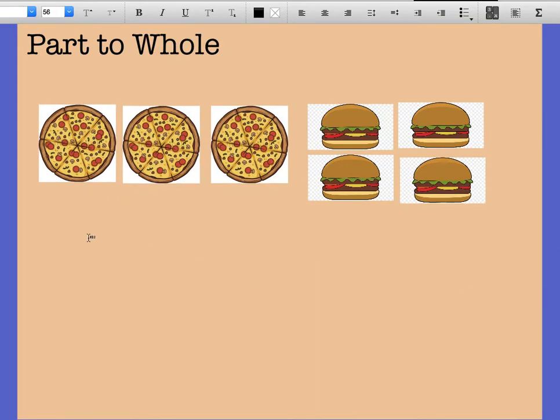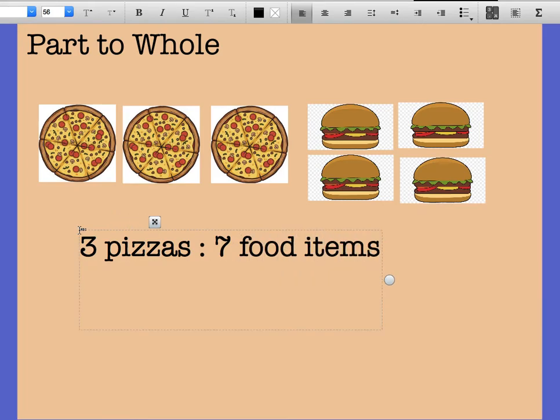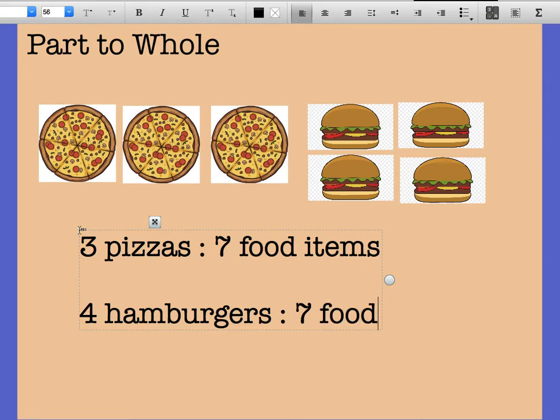Part to whole would compare to the entirety of the thing. So I could say, what is the ratio of pizzas to food items? I would say there are 3 pizzas to 7 food items. Or if we said, what is the ratio of hamburgers to food items? We could say 4 hamburgers to 7 food items.